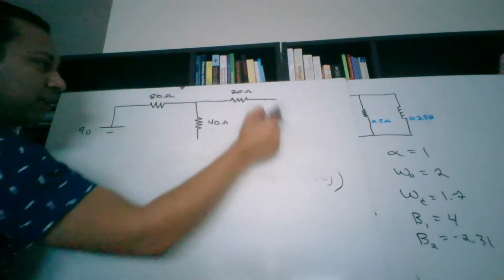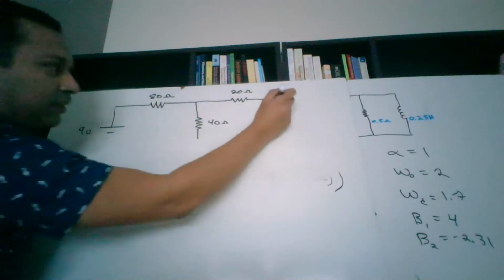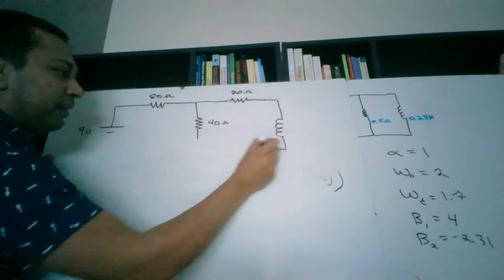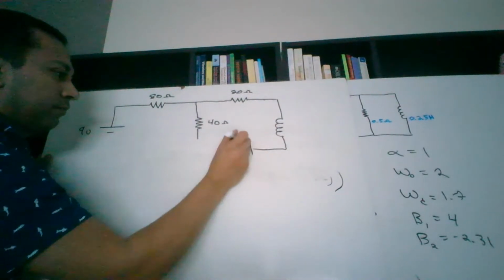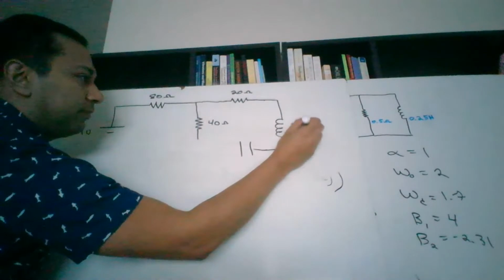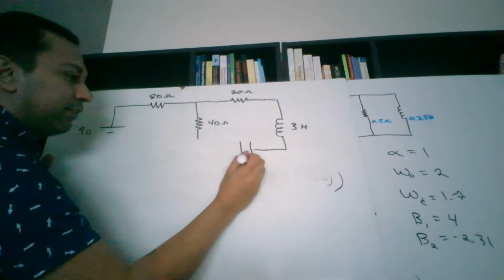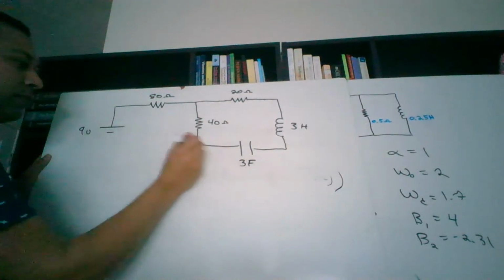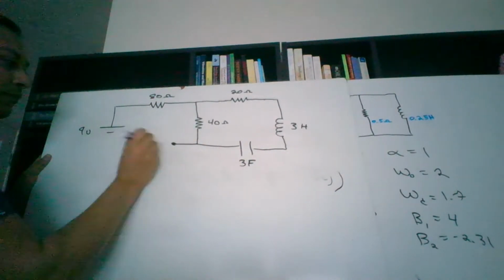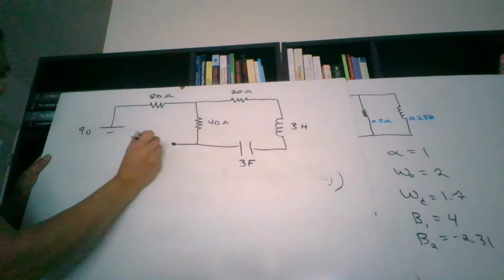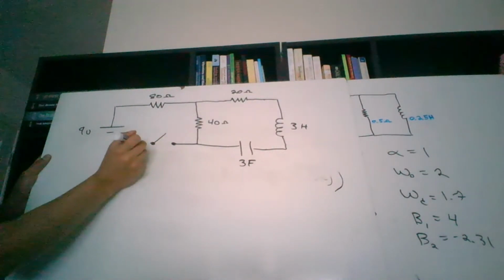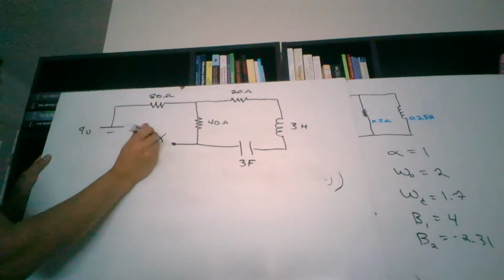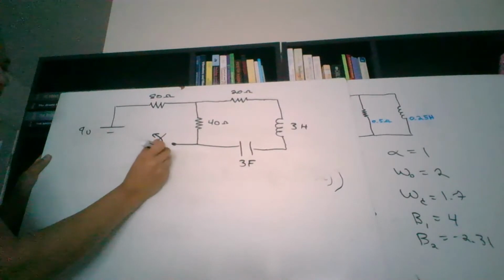And what else do we want? We want a capacitor and an inductor. So we'll have an inductor here, and then a capacitor here. So this will be 3 henries, and this will be 3 farads. And from here, we have a switch. Our switch is actually going to open at t equals 0.